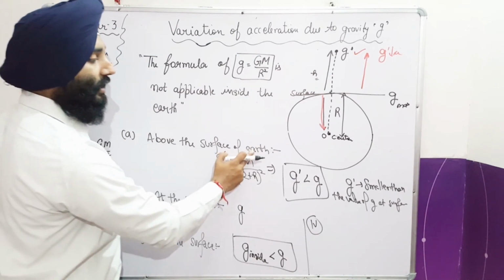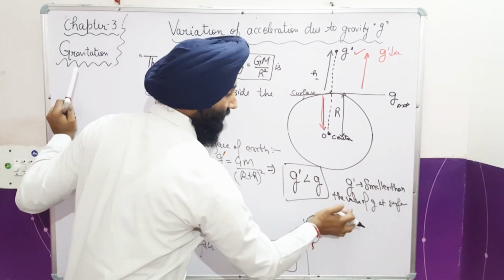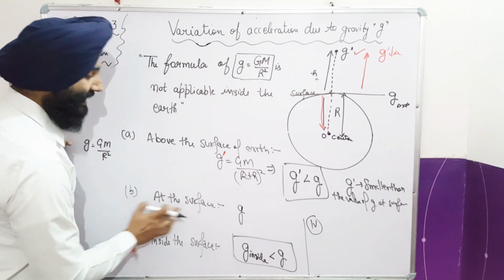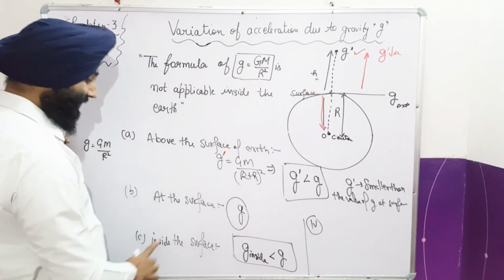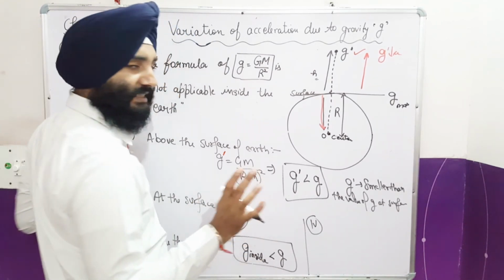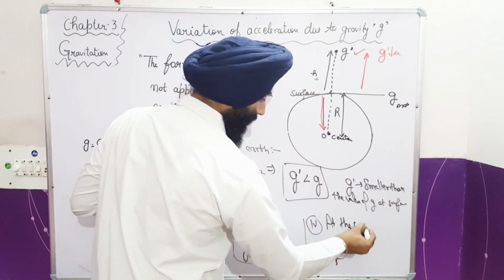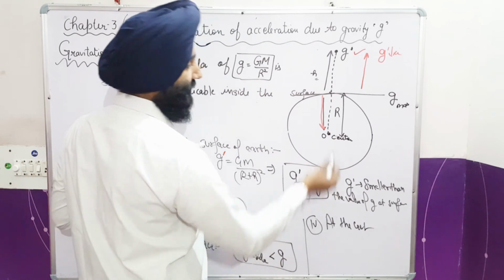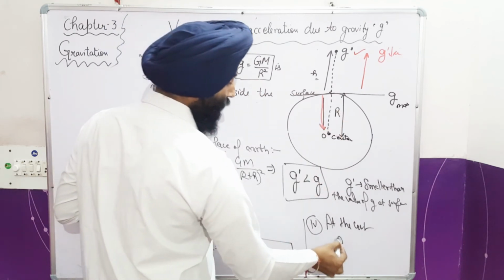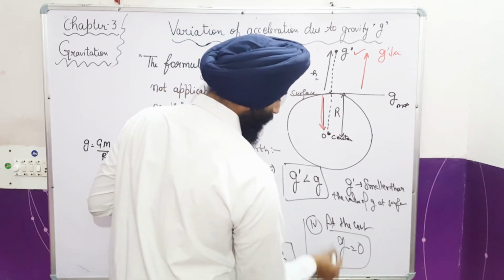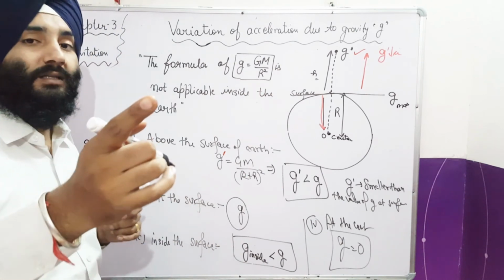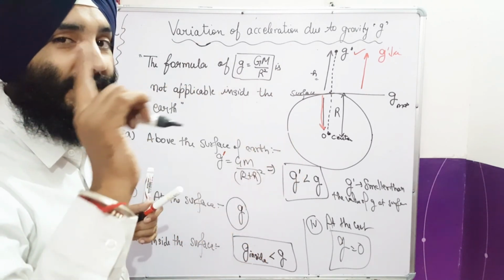अच्छा, so a point is clear. Above the surface of the earth, the value of g is smaller than the value of g at the surface. Okay, at the surface we have the value as g. अच्छा, inside the surface the value of g decreases. Fine. अच्छा, at the center बच्चे, this r becomes 0. It means the value of gravity is equal to 0. It means at the center of the earth, the value of acceleration due to gravity is 0.